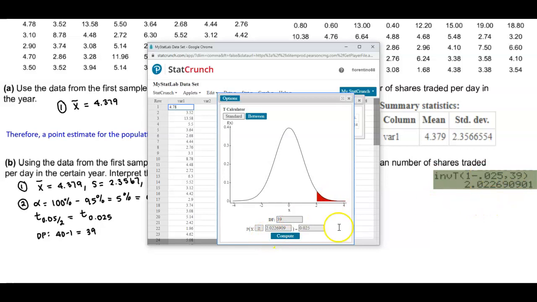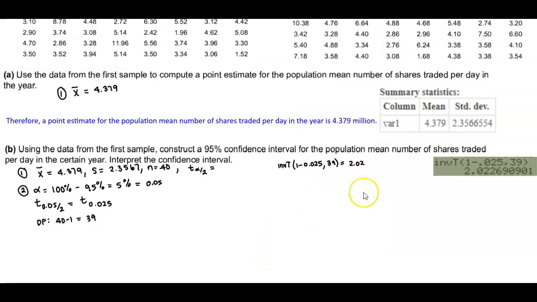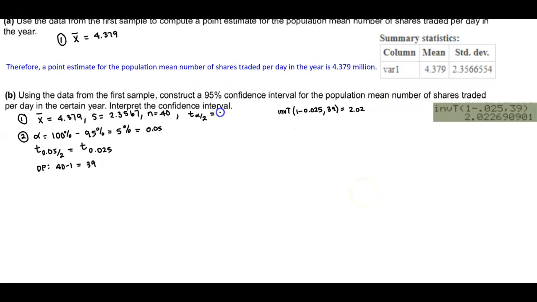So we get the same one, which is 2.022. Now, if we put in the area to the left, which is 0.975, then we'd have to make sure that this says less than or equal to give us the positive critical t value. Now that we have our critical value of 2.02, you can also use the table as we've done in previous exercises.